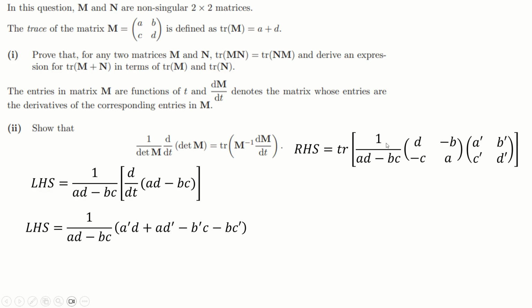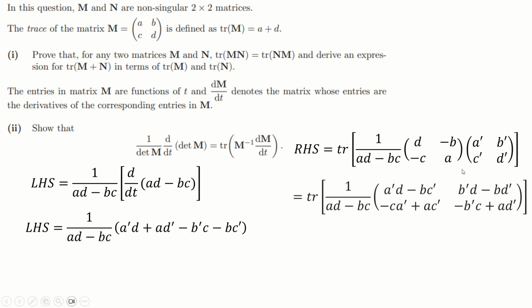M inverse is just, of course, 1 over AD minus BC, and then you swap these two over and make these two minus. And dM by dt, as we said, is just the derivative of every term in here. I'm using dash to represent the derivative. I hope that's okay. And then we multiply out this matrix here. And then when we take the trace of this, all this constant here does is just divide every term by this amount.